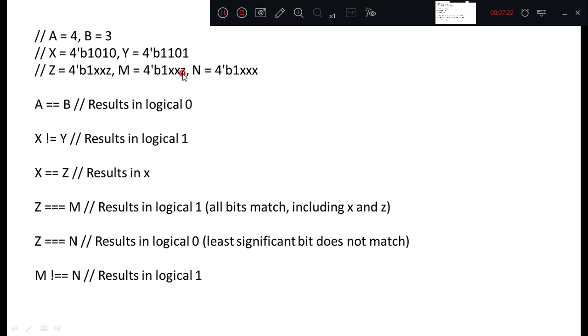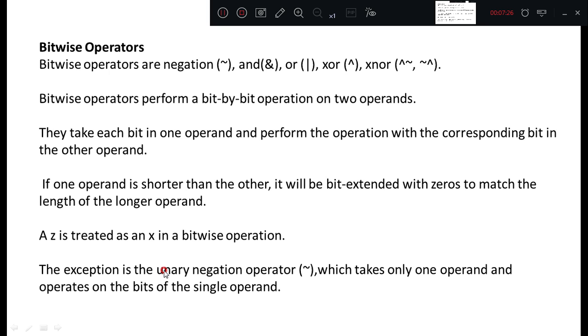At LSP, Z and X are different, so you will get logical 1. Bitwise operators: negation, AND, OR, XOR, XNOR.